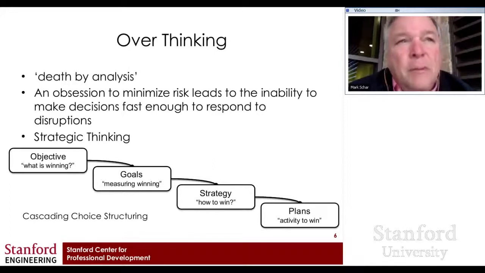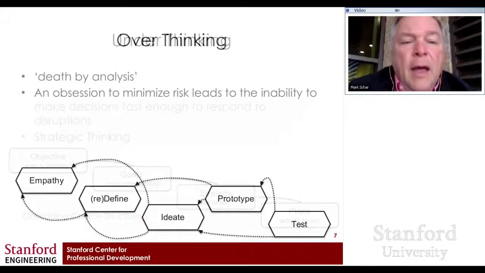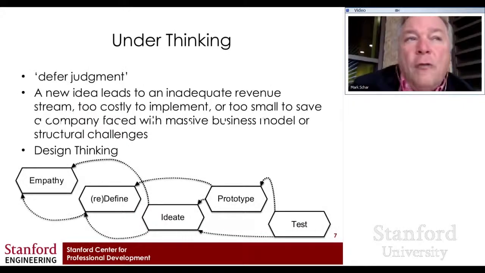It's very comforting to business executives, and it's a perfectly legitimate kind of thinking. But if you never make it to plans, if you never make it to that last box, it's a lot of paralysis. It doesn't get you to where you need to go. On the other hand, there's our friend, if you go to the next slide, which is what we call design thinking. And this is often a case where you find underthinking.